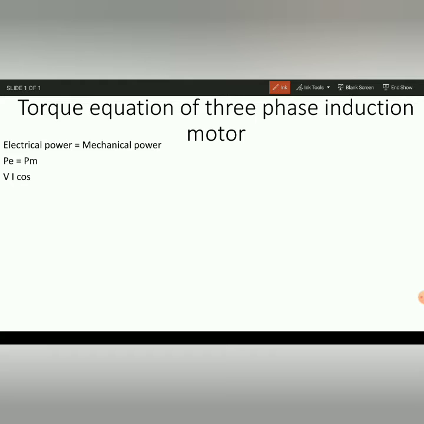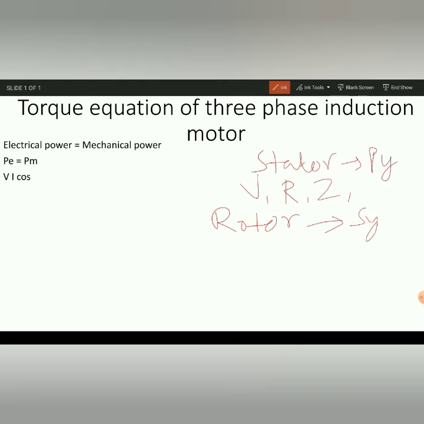So if it is a stator, we consider it as a primary. So all the parameters, like if it is a voltage V1, if it is a resistance R1, if it is an impedance Z1, then the rotor we consider it as a secondary. Since it is a secondary, the voltage of rotor V2, the resistance is R2, then the impedance is Z2, current is I2, like this. So this is the way we represent the rotor parameters and the stator parameters.